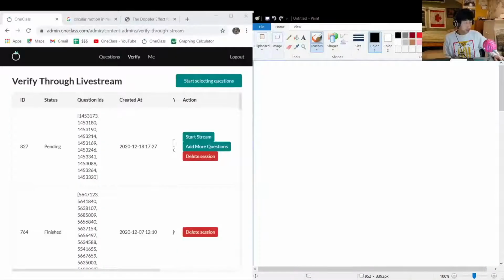Cool, so I'm gonna switch over my screen real fast and we can start this physics experience. Cool, so let's get this party started.